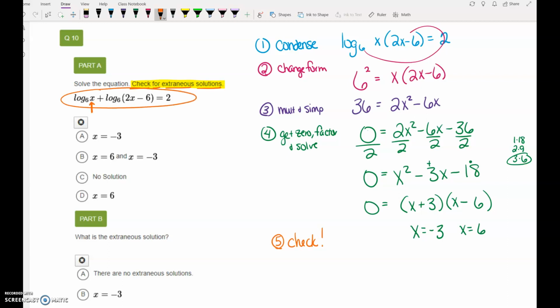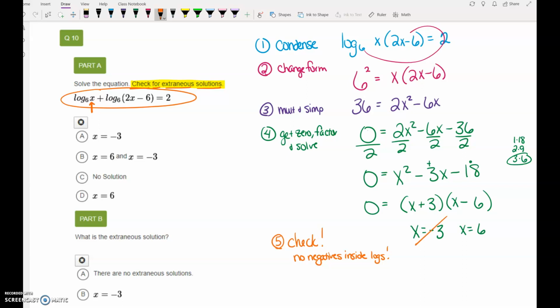If we put negative 3 right here, we have log base 6 of negative 3. You cannot have negatives inside logs. So if you put that negative 3 in, you've got a log base 6 of negative 3. That is bad. So negative 3 doesn't work.